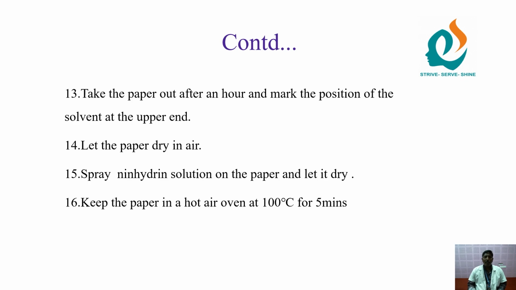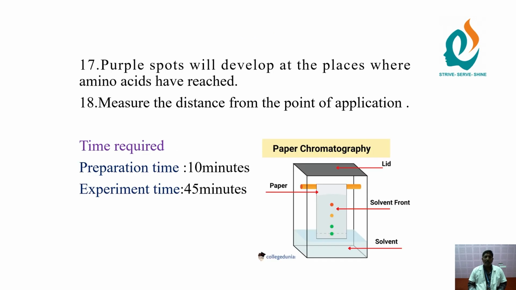Finally, we dry the paper. Let the paper dry in air. Spray ninhydrin solution on the paper and let it dry. Keep the paper in a hot air oven at 100 degrees Celsius for 5 minutes. Purple spots will develop at the places where amino acids have reached. Measure the distance from the point of application. It will be calculated as the RF factor.